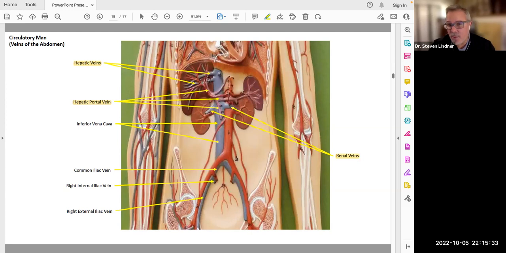So hepatic portal brings the blood into the liver to be filtered. And then from the liver, there are hepatic veins leading into the inferior vena cava. Now it's ready to be shipped to the right atrium. Here's the inferior vena cava.